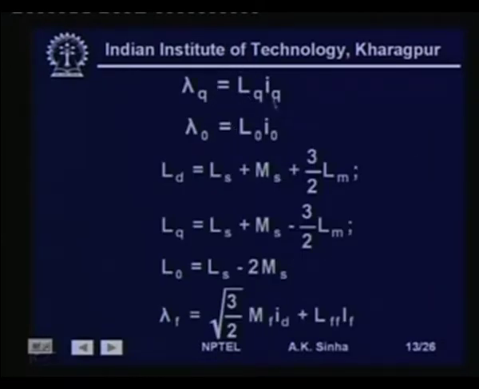Similarly, L Q represents the self inductance of the coil in the quadrature axis. So, what we have is we have transformed the ABC, the 3 phase coils, into 3 separate coils. One is along the direct axis, another is along the quadrature axis, and the third one representing the 0 sequence.